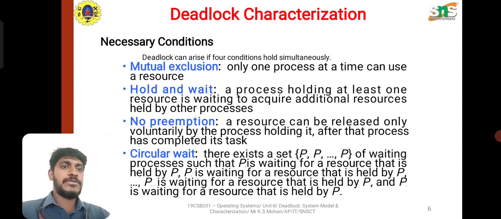No preemption: a resource can be released only voluntarily by the process holding it, after the process has completed its task. Then circular wait: there exists a set P0, P1, up to Pn of waiting processes, such that P0 is waiting for a resource held by P1, P1 is waiting for a resource held by P2, and so on, each waiting for resources held by another process. So mutual exclusion, hold and wait, no preemption, and circular wait are the necessary conditions that cause deadlock.